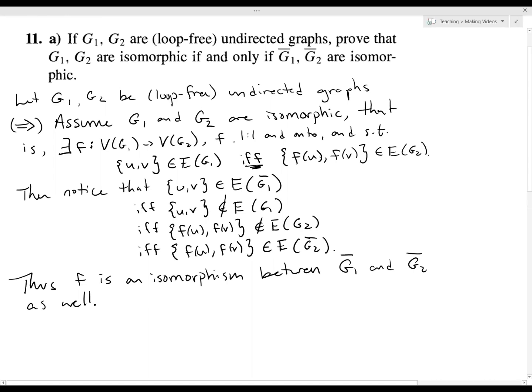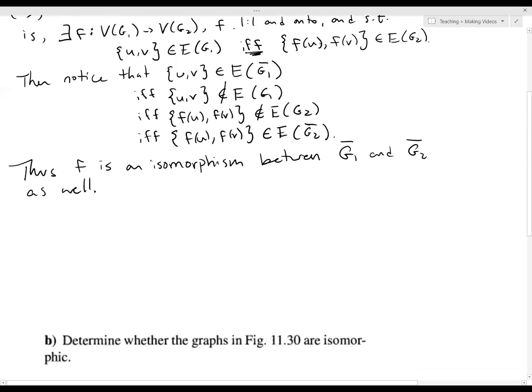So can I even get away without doing the other way? Nah, it's a little bit harder to rewrite it the other way. So let's go ahead and do it the other direction as well.